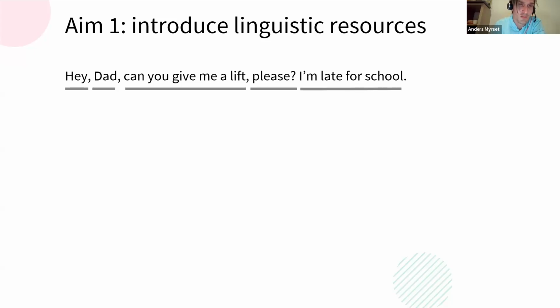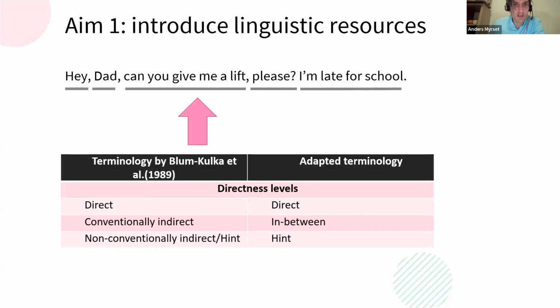And this is where this concept-based approach comes in. What we did for each of these strategies is that we used terminology from a seminal piece by Blum-Kulka et al., where they had a coding manual with every strategy that they identified in their big corpus. And then we adapted the terminology for the learners and provided definitions for each of the terms. So these, to the right here, are the concepts that we introduced for the head act. So direct, in between, or hint.